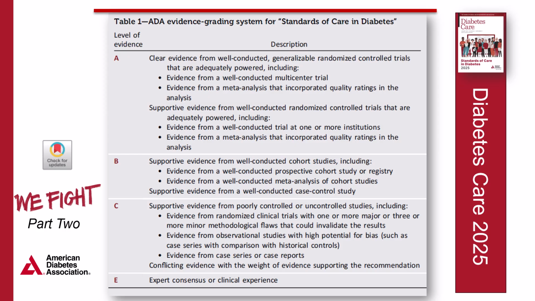Level of Evidence C. Supportive evidence from poorly controlled or uncontrolled studies, including evidence from randomized clinical trials with one or more major or three or more minor methodological flaws that could invalidate the results. Evidence from observational studies with high potential for bias, such as case series with comparison with historical controls. Evidence from case series or case reports. Conflicting evidence with the weight of evidence supporting the recommendation. Level of Evidence E. Expert consensus or clinical experience.